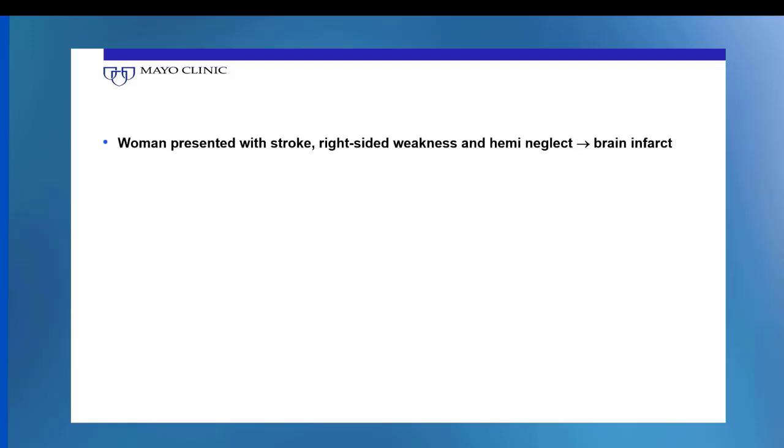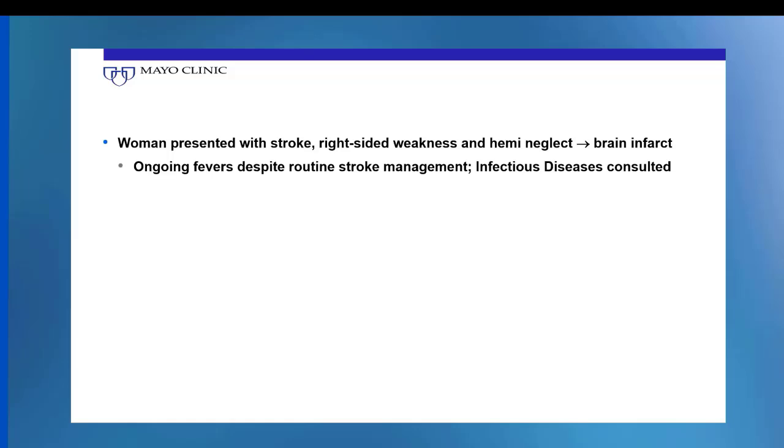So let me show you some cases here because what we're really trying to do is make a difference for our patients and understand how this could be used and what kind of answers could be provided or helpful. So this was a woman who had presented with stroke, right-sided weakness, and hemineglect, and was diagnosed as having a brain infarct. But it was noted that she had fevers despite her stroke management, which was unusual. So an infectious diseases consult was placed. And it was determined that she actually had had fevers for 6 months prior to presenting clinically.